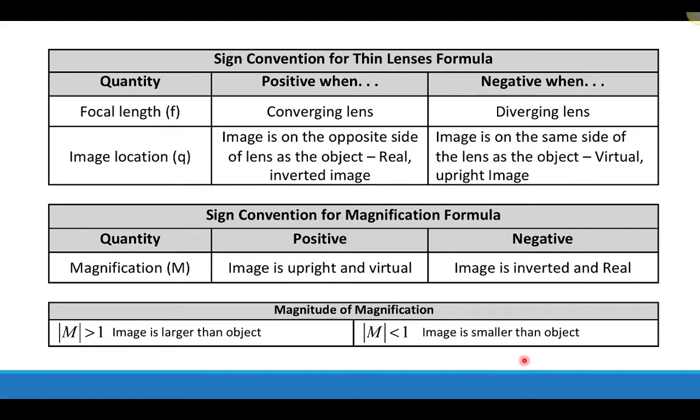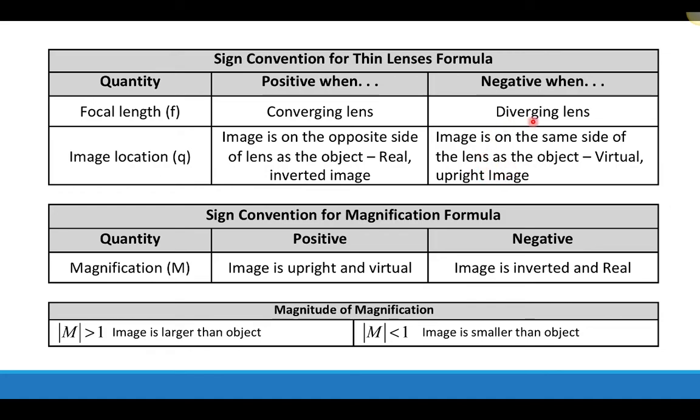So we can put all this together on a sort of a chart that lets us decide the sign conventions by using the thin lens formula and the magnification. So in terms of focal length, you will have positive focal length if it's a converging lens and negative focal length if it's a diverging lens. In terms of the image location, if the image is located on the opposite side of the lens as the object, that means it's real and inverted, and it will be positive. If it's located on the same side of the lens as the object, that means it's virtual and upright.